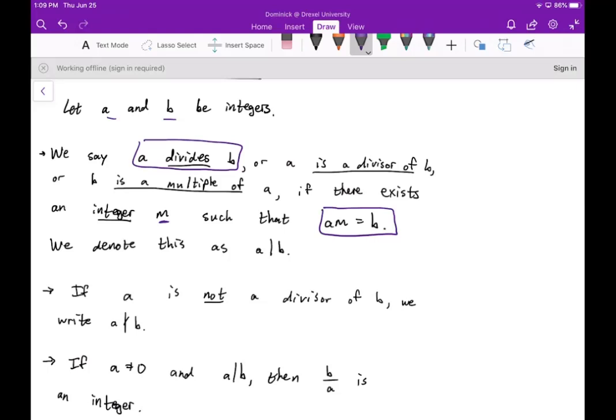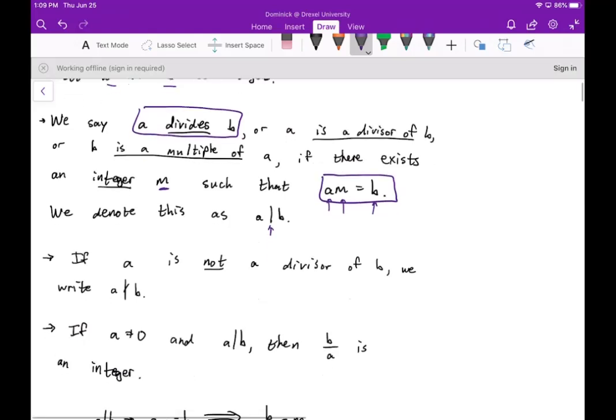Again, all three of these numbers are integers. So a, m, and b, all three of them are integers. That's one thing that's important here. And if this is true, we say that a divides b. We denote this by a, then a vertical bar, then b. That would mean that a divides b. If a is not a divisor of b, then we put a little strike through that vertical bar.